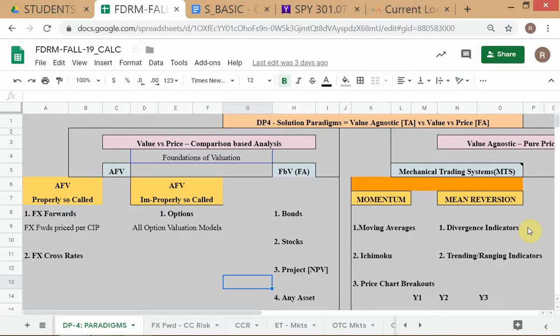TA is a subject by itself. You can actually have 3 courses on TA itself. There's so much material. We have done only one. We haven't even done, at least in DSB, even one on TA.